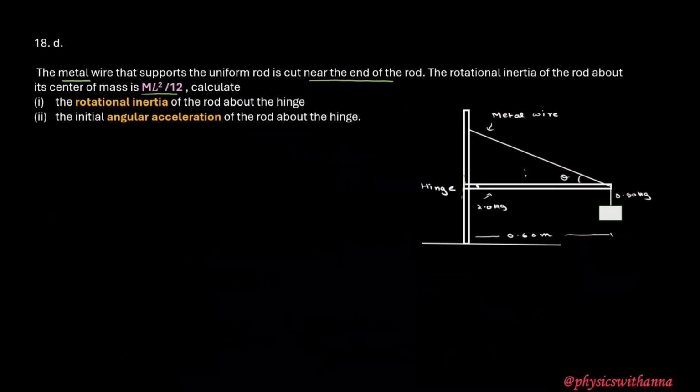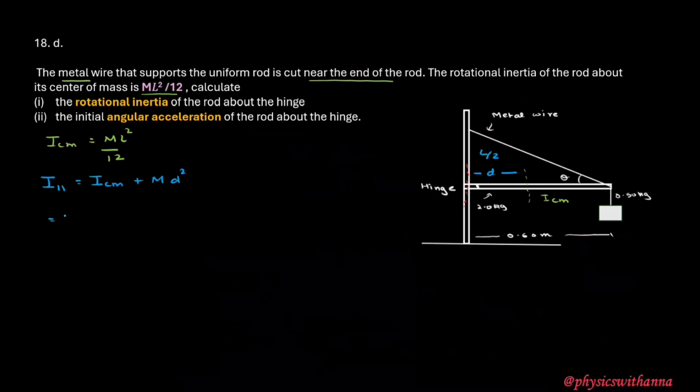We know the rotational inertia about the center of mass, which we will call ICM. And ICM here is ml squared over 12. And I need to find rotational inertia about the hinge, which is an axis parallel to the axis of center of mass. So we use the parallel axis theorem. According to the parallel axis theorem, I parallel is equal to rotational inertia about the center of mass plus mass of the rod times d squared, where d is the distance between the two axes, which in our case is L by 2.